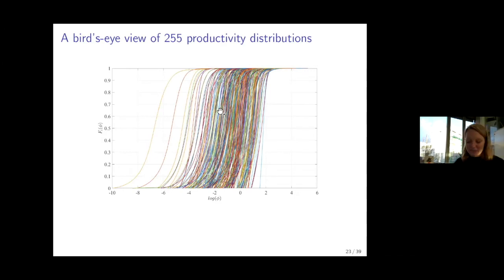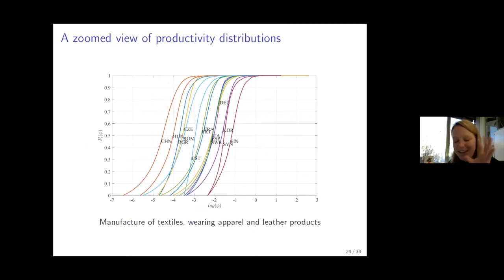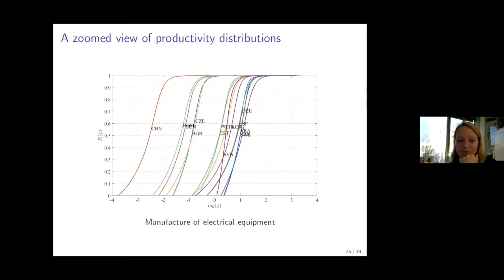Once we do that, this is what we get: a very nice set of many distributions. We will have estimated 255 productivity distributions across the world and sectors. You cannot read too much out of this, so let me zoom in a bit and look at particular sectors. Here we see the productivity distributions for the manufacture of textiles, where the countries are relatively close to each other, while they are substantially more diverse in a more advanced sector like electrical equipment, where we already see quite some ranking and also clustering of certain countries.